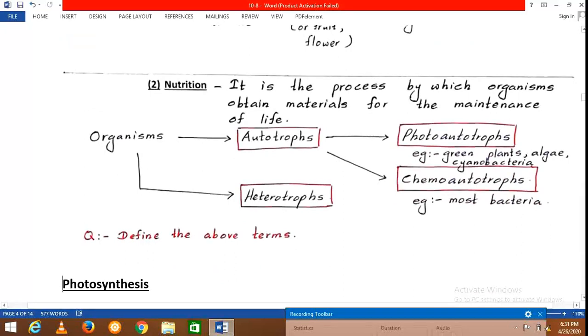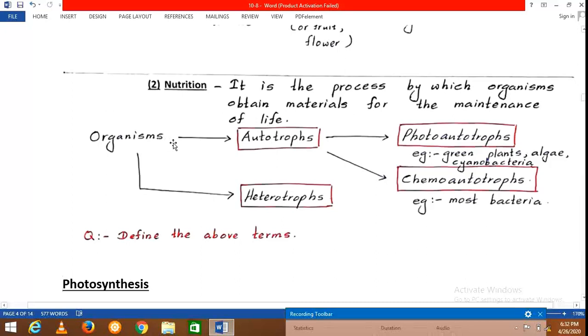So we have discussed the first living characteristic, that is cellular organization. Then we'll move on to the second characteristic, that is nutrition. Nutrition is the process by which organisms obtain materials for the maintenance of life. If we don't take food, we don't get energy. Taking food is the process of nutrition. These materials will then undergo cellular respiration in order to produce energy, which is our next topic.